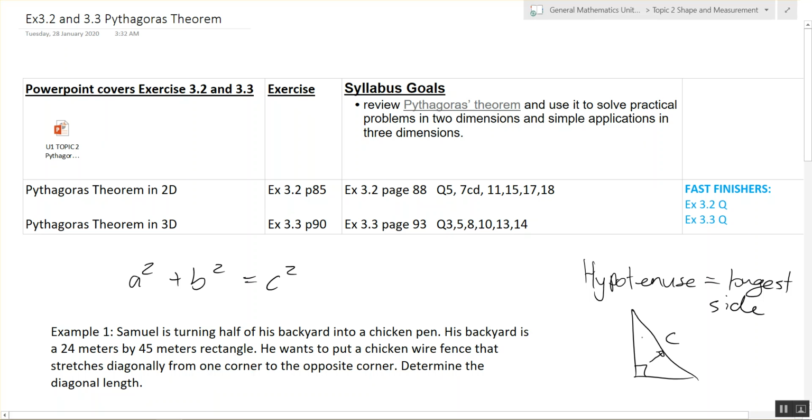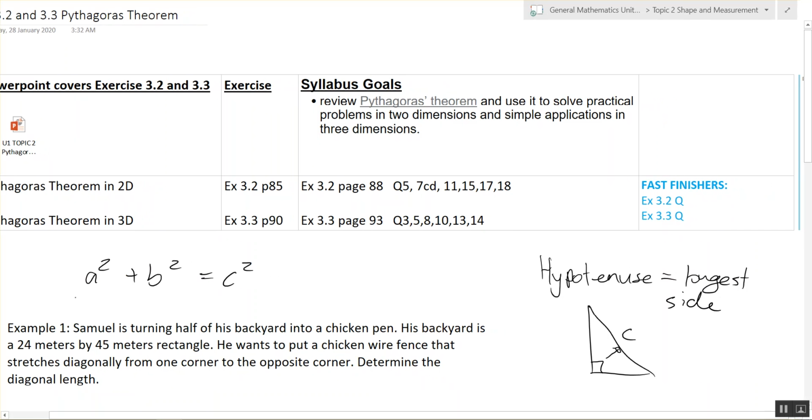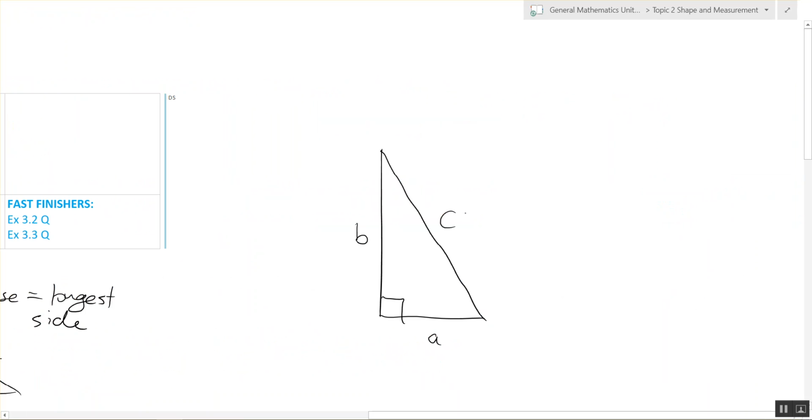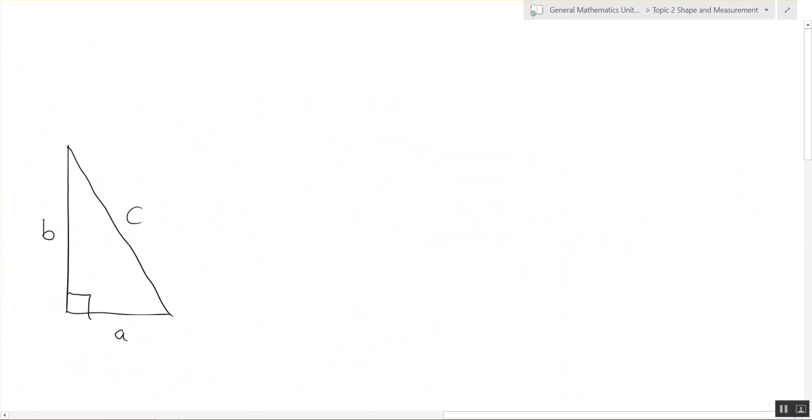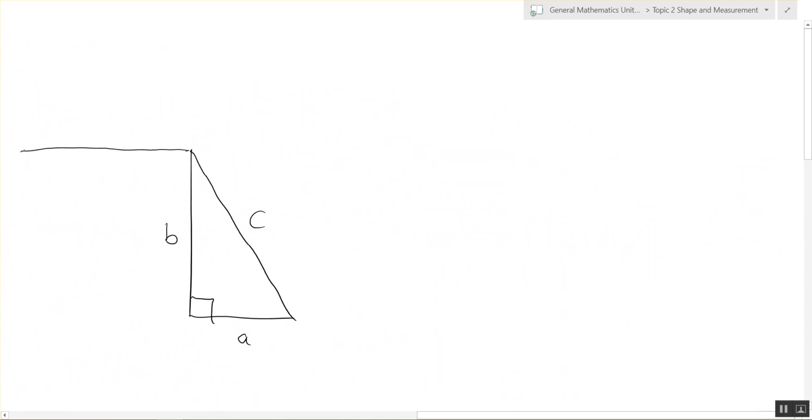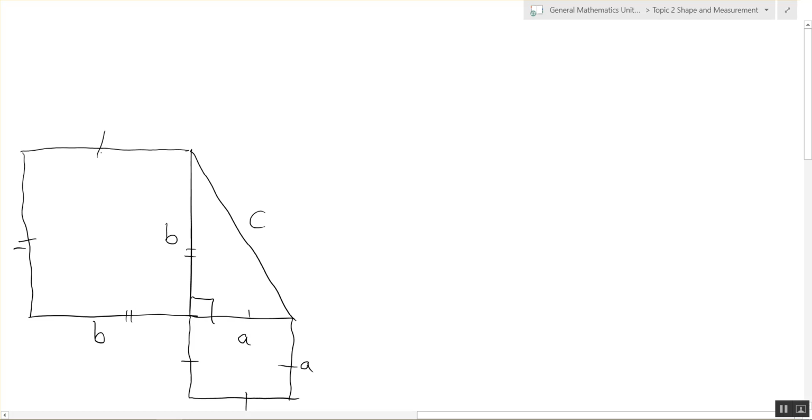Okay? Have you seen the proof of what this is actually talking about? If we draw a square, see how they're squared? Because they are forming squares. So this is the B square, because it's a square, both sides are the same. This is the A square. And what is this going to be? The C square.